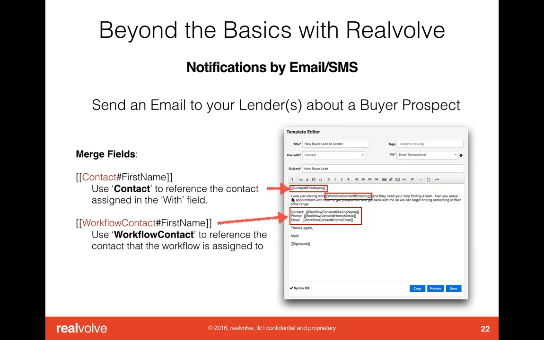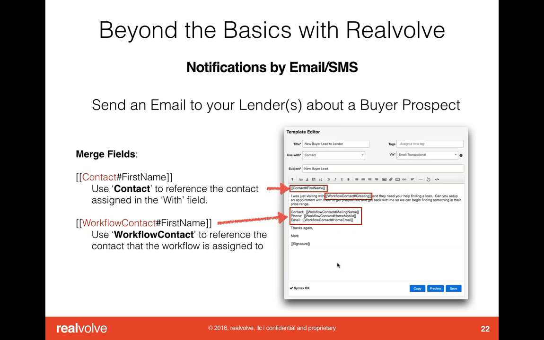So the email basically says, I just visited with John and Mary Smith, or whoever the person is, and they needed your help to find a loan. Can you set up an appointment with them, get them pre-qualified, and come back and give me the information, blah, blah, blah. So here's some basic information about them. The contact, and we're using merge fields to fill in their contact name, their mailing name, their phone, and their email. So just some basic fields.